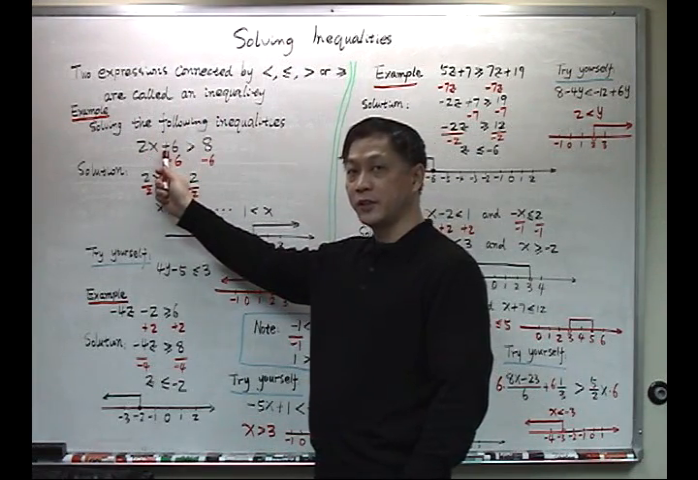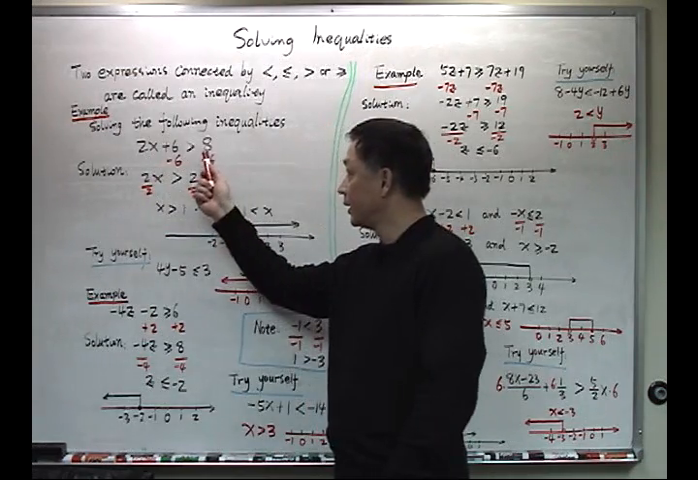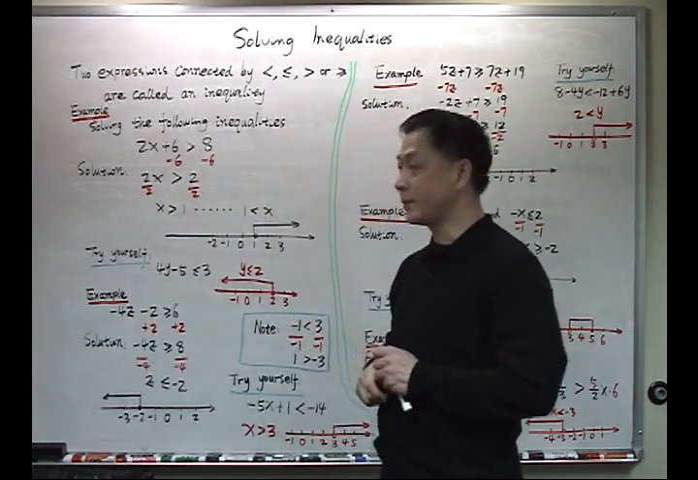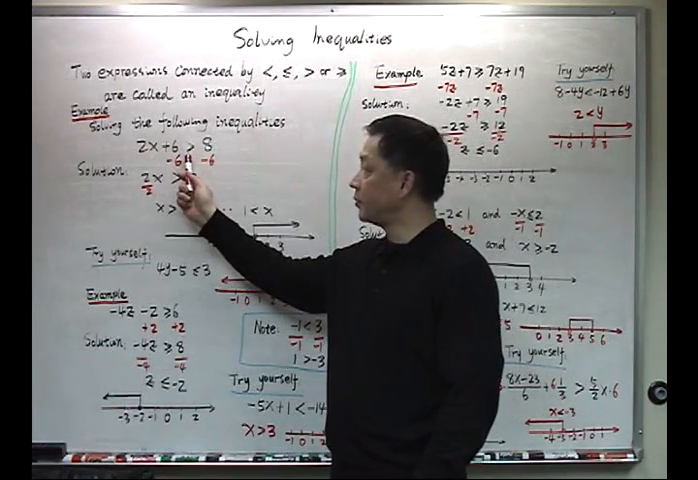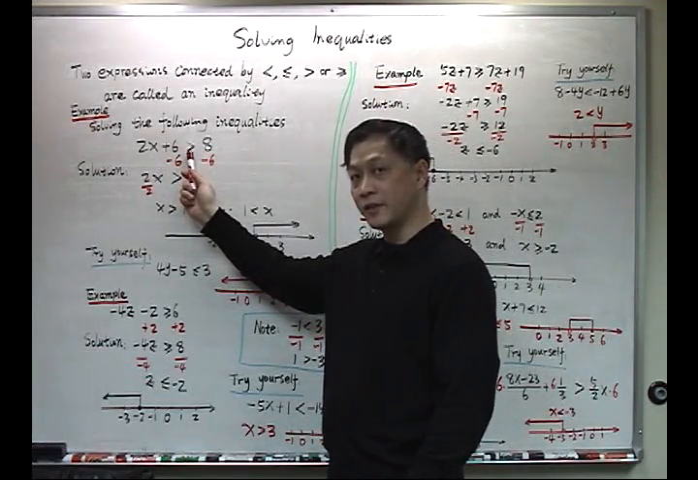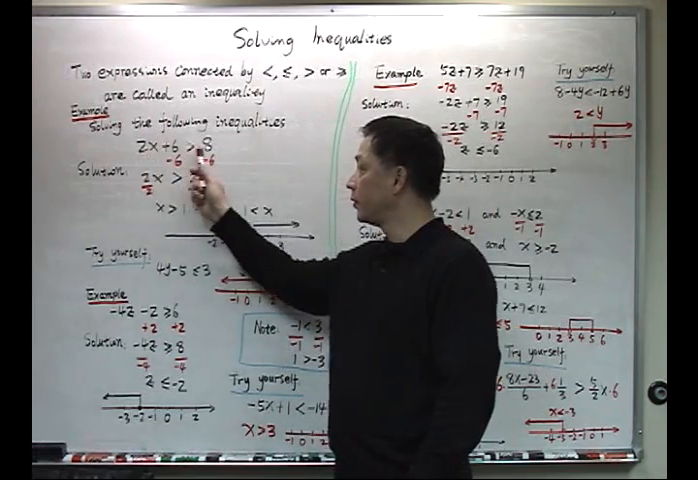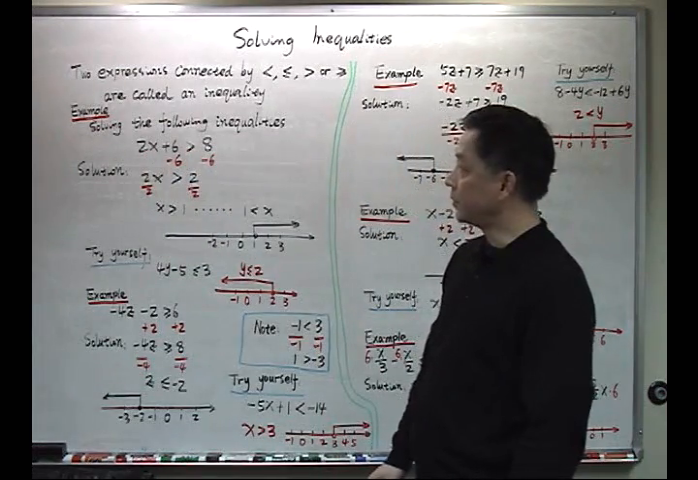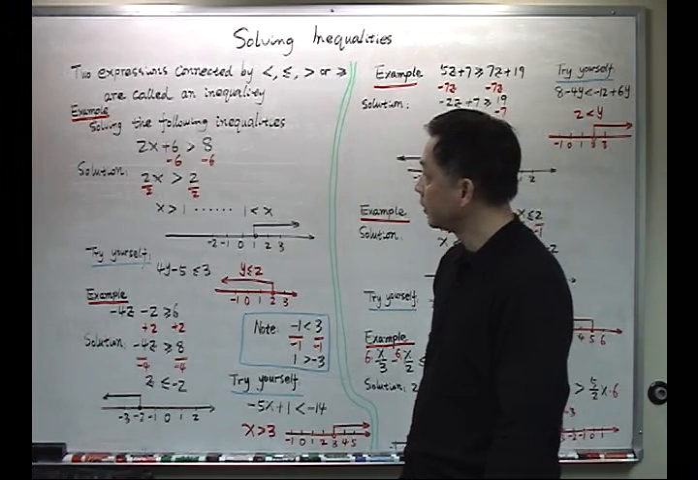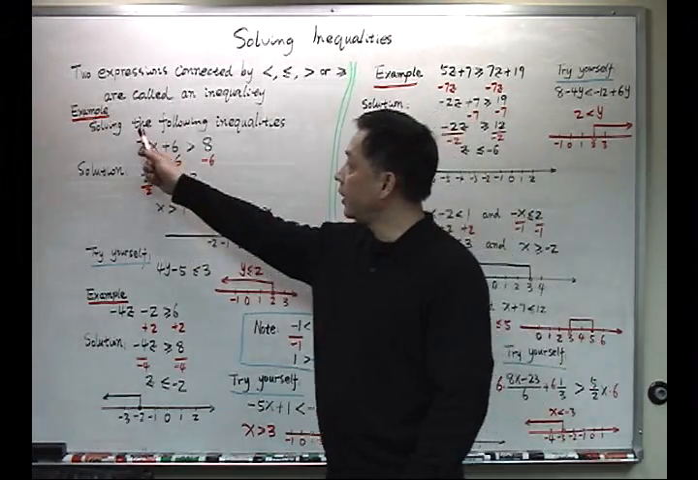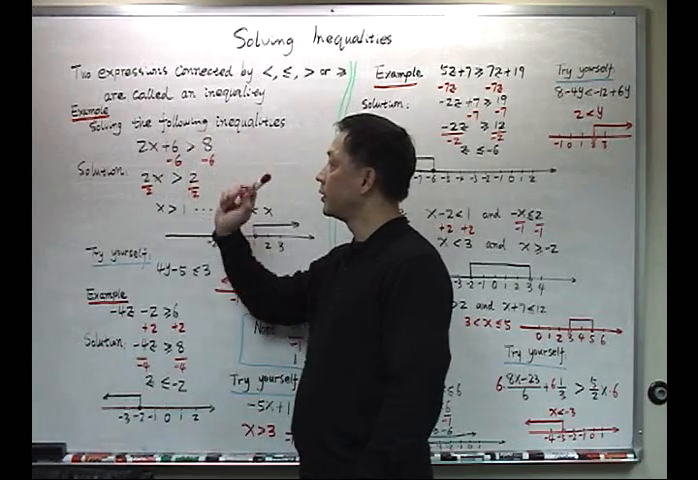2x plus 6 is one expression. 8 is another expression. Those two expressions connected by this greater than symbol, the whole thing is called an inequality. How to solve the inequality?